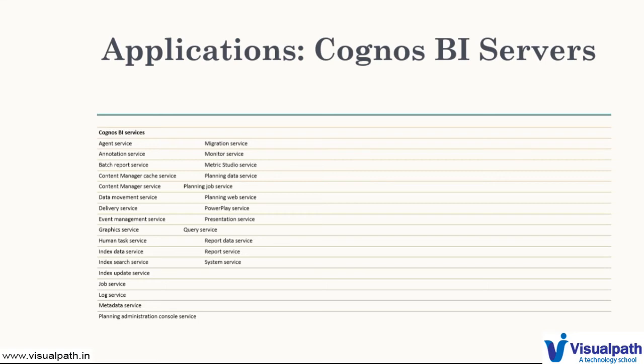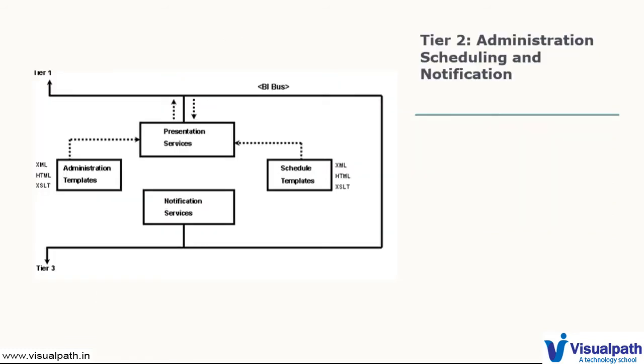So now let's go to the next slide. In this slide we are trying to show the flow for administration scheduling and notification. What exactly we want to explain is, suppose we have a report and we want to schedule a report according to a business user. How the whole scheduling works is defined in this flowchart.